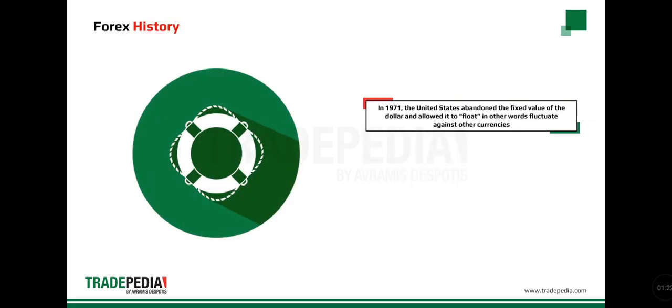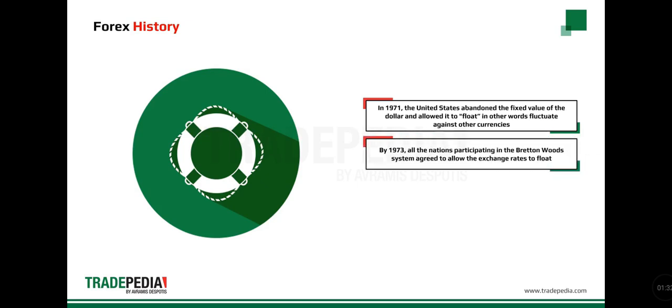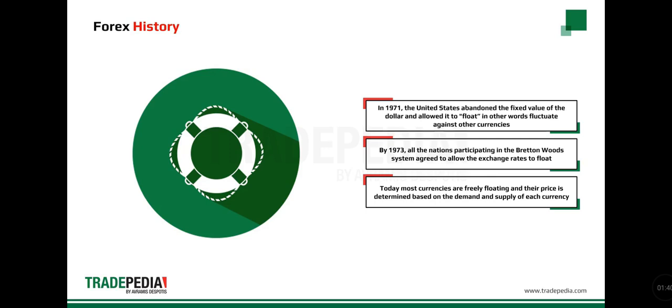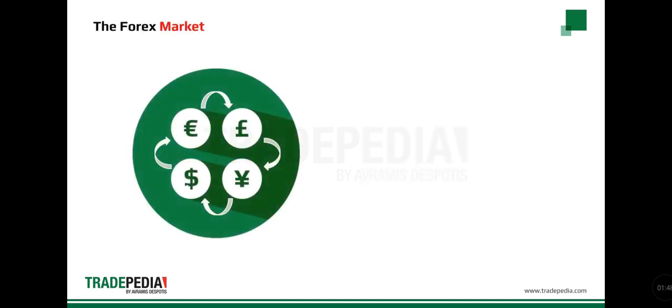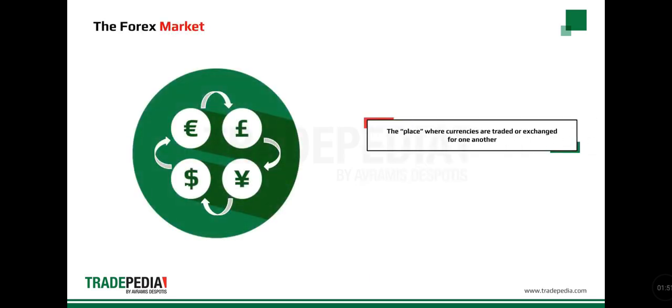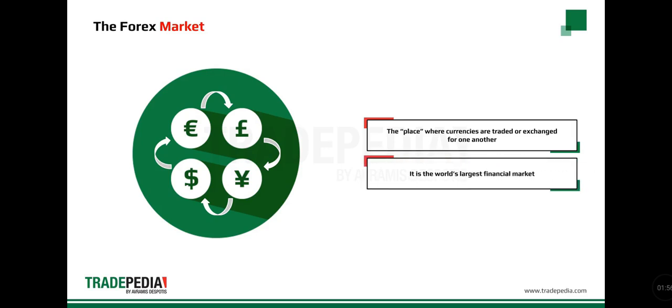In 1971, the United States abandoned the fixed value of the dollar and allowed it to float, in other words, fluctuate against other currencies. By 1973, all the nations participating in the Bretton Woods system agreed to allow the exchange rates to float. Today, most currencies are freely floating, and their price is determined based on the demand and supply of each currency. The foreign exchange market, or Forex market, is simply the place where currencies are traded or exchanged for one another. It is the world's largest financial market in terms of volume traded.